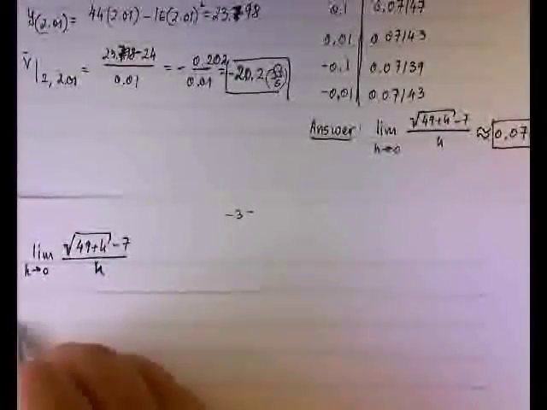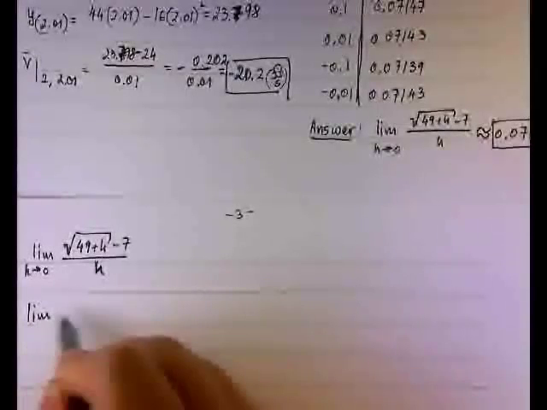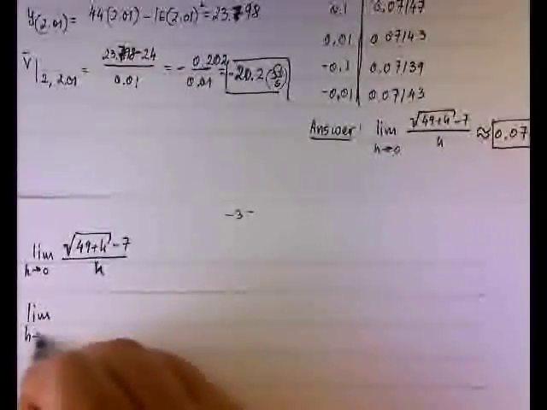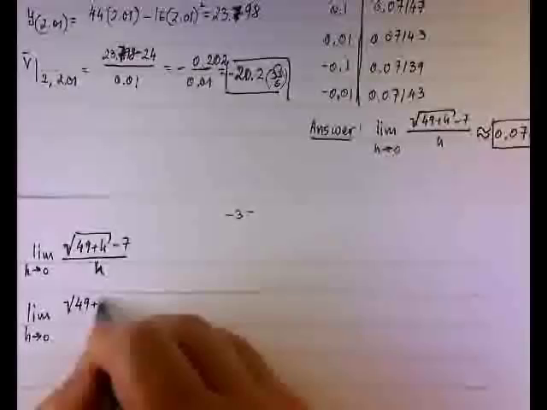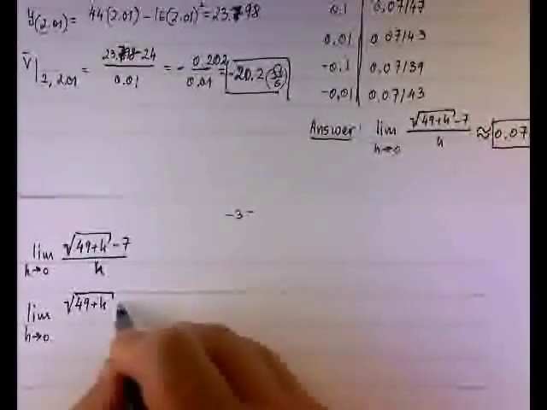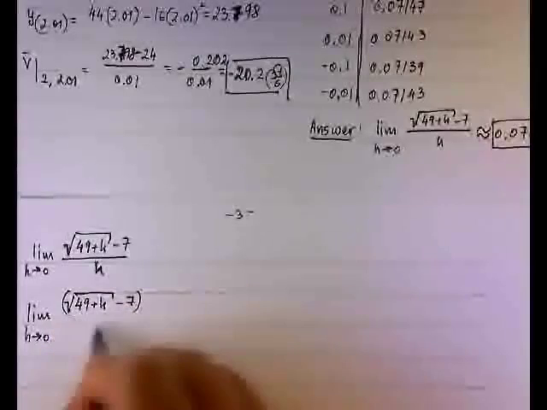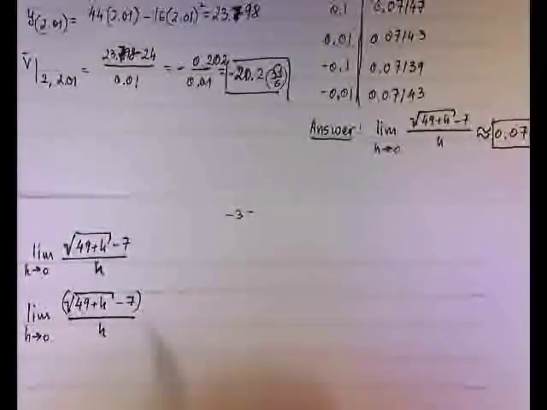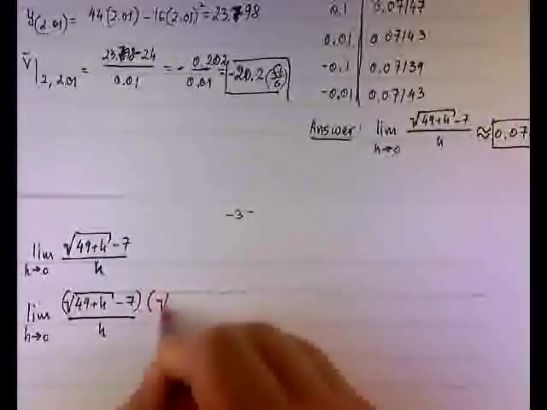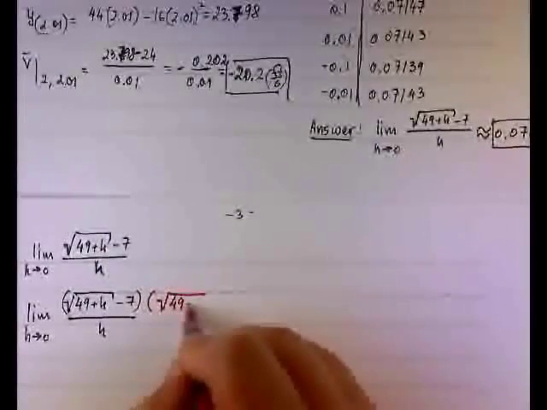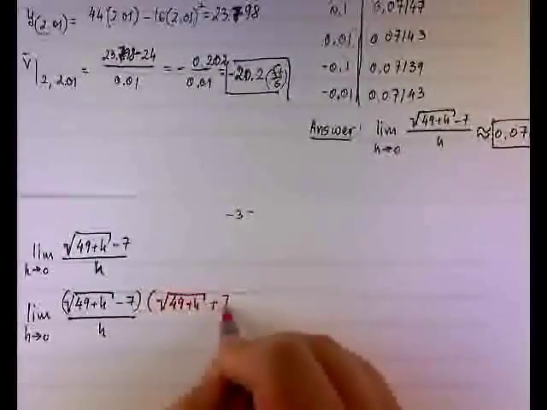I want to go ahead and get rid of the radical on top. And how we do so, if you recall your algebra days, to eliminate a radical, we can do it by multiplying by its conjugate. So what is the conjugate? Basically, we're looking at a binomial where we have the subtraction in between. The conjugate will be the same binomial, except we'll have a plus sign in between. Okay? So the conjugate will be the square root of 49 plus h plus 7.